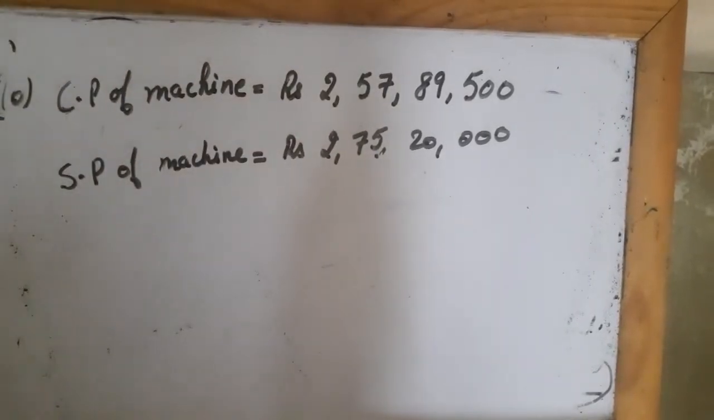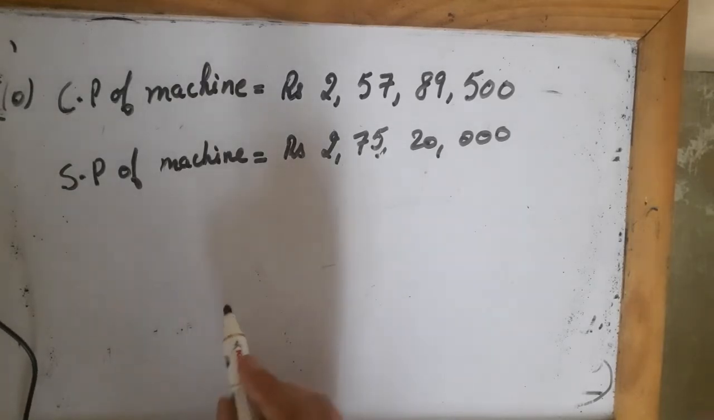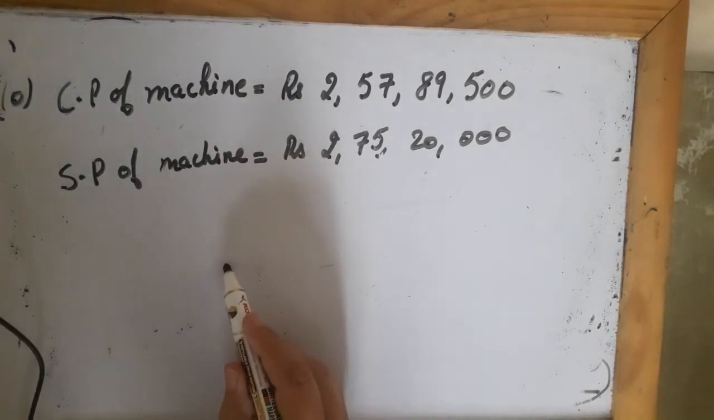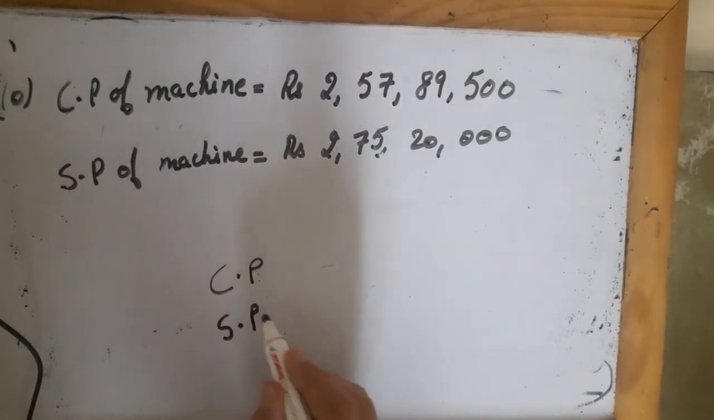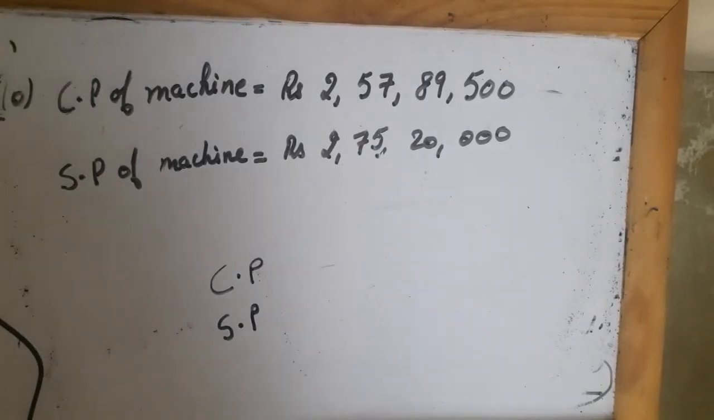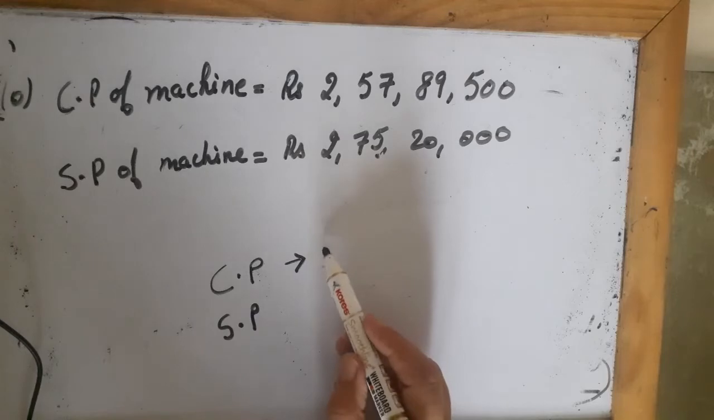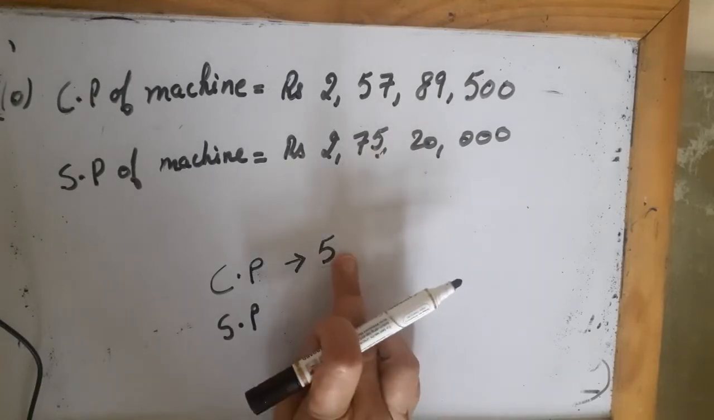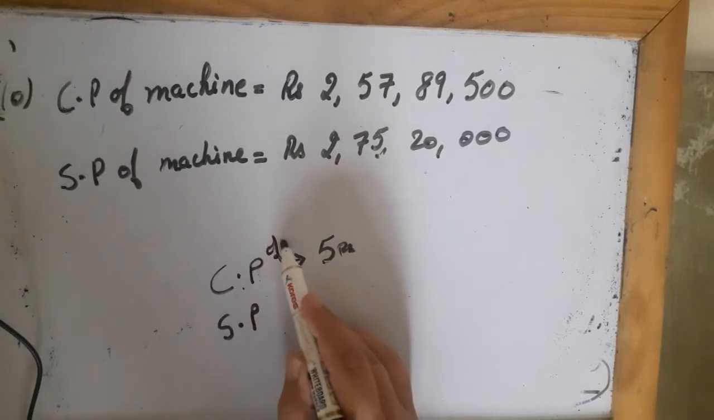Now before starting this question, I will tell you that there are 3 things that you should know. First is CP. CP means cost price, and SP. SP means selling price. So whenever we buy something, what we buy it for is called cost price. I'll give you an example. Suppose I go to the market and I buy a pen for 5 rupees. So I bought a pen. So what is this 5 rupees? That is the cost price of the pen.